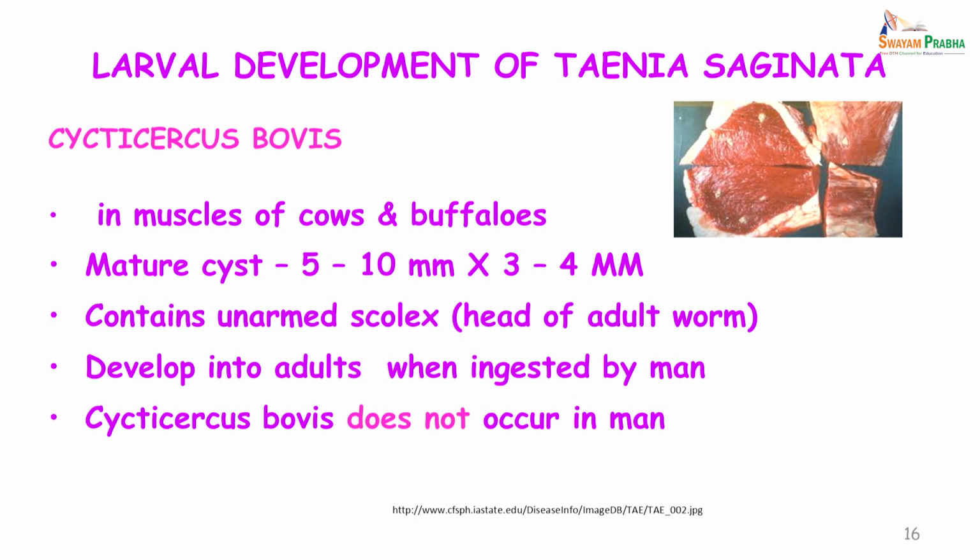Cysticercus bovis is what you see in the muscle of the cattle. This is a mature cyst which is about 5 to 10 millimeters by 3 to 4 millimeters in dimension. It contains an unarmed scolex, and it develops into adults when it is ingested by man. Cysticercus bovis does not occur in man.